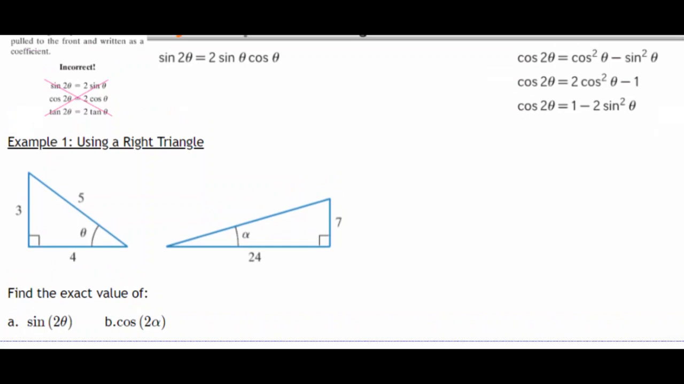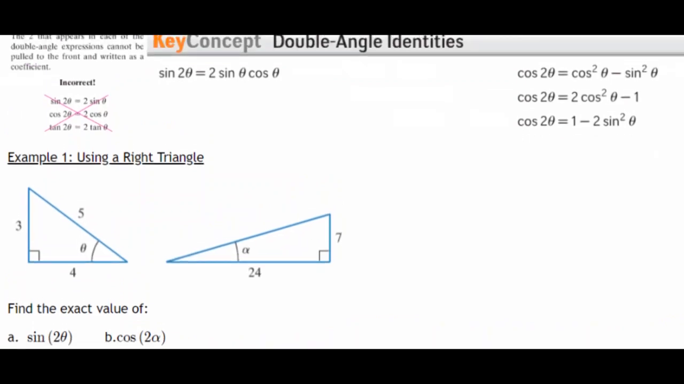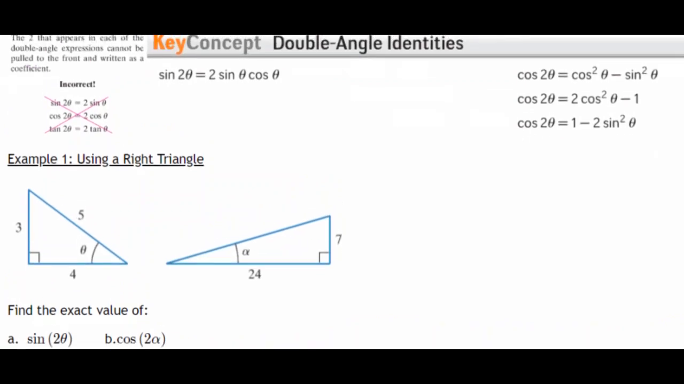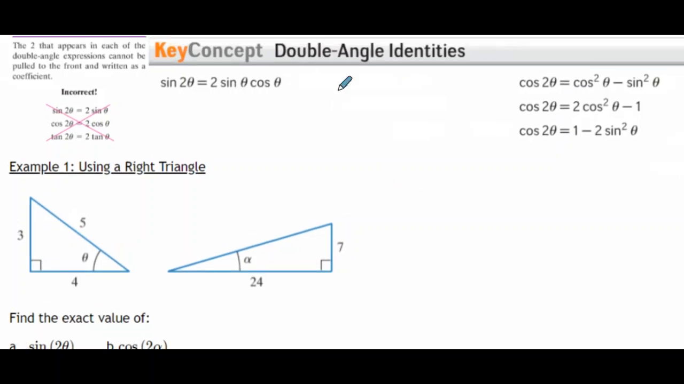Now, before we actually apply the identities, we want to make sure we have all sides accounted for. We have 3, 4, 5, and over here we have 7 and 24. So we need to find this third side first. We're going to use the Pythagorean theorem that says 7 squared plus 24 squared should give me that hypotenuse. I'll call it h squared.